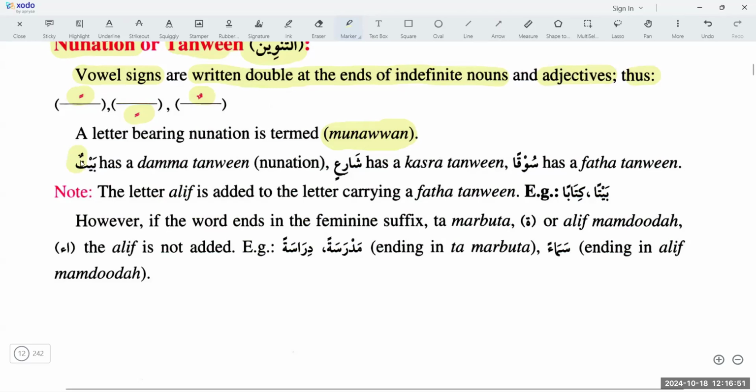Baitun. The last letter of baitun has dhamma tanween, double vowel. So there is a nunation. Sharihin has a double kasra. We call it kasra tanween. If there is a double kasra, we will call it kasra tanween. Suqan has a fatha tanween, double fatha, so we will call it fatha tanween. Okay. What is the tanween?